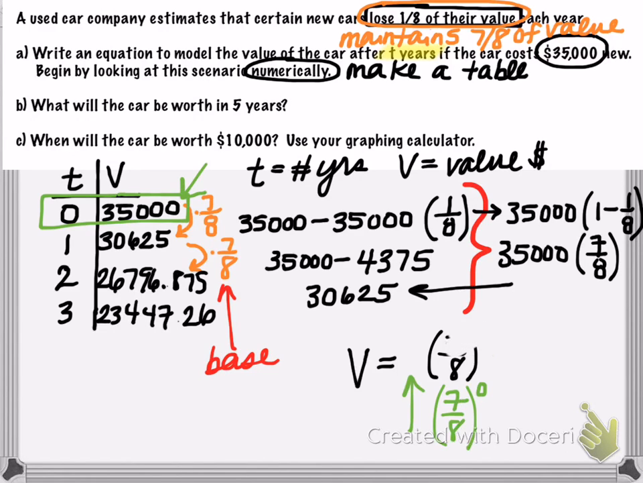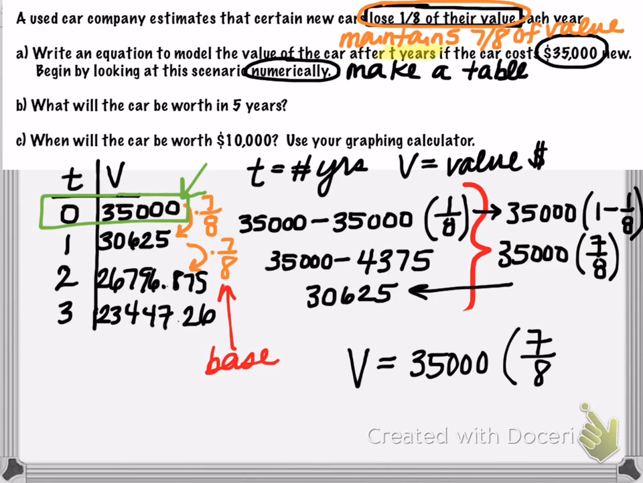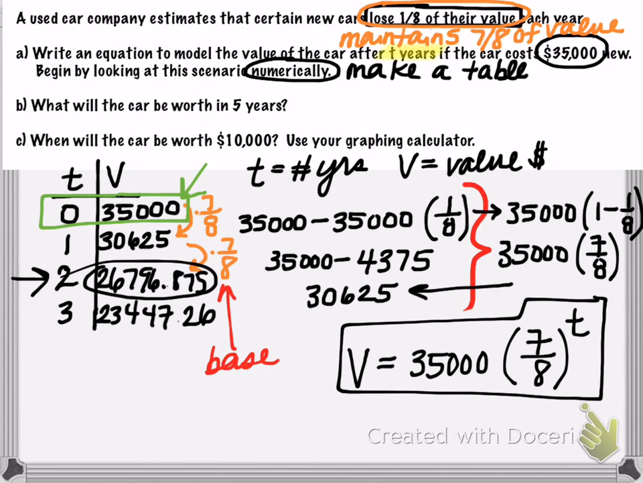So we can fix this. Hopefully you're taking notes in pencil. So we adjust our model here to make it match our table: 35,000 times 7/8 to the t power. And then I always recommend that you take one of these other values in your table, these ordered pairs, and just test it out. For example, substitute in 2, 35,000 times 7/8 to the second power, and make sure that you're getting the 26,796. But I believe you are.